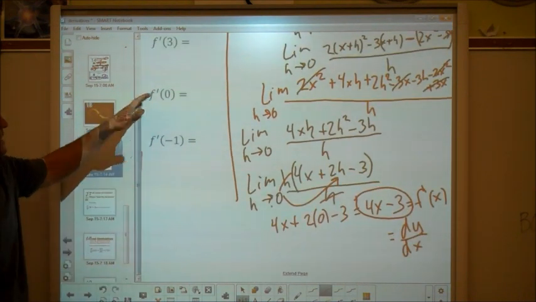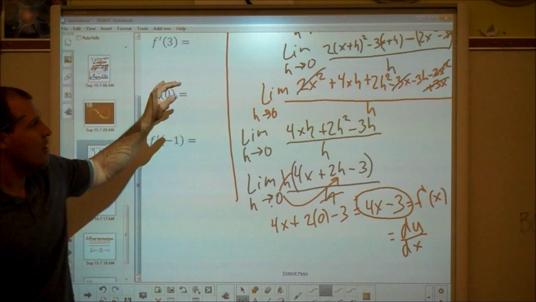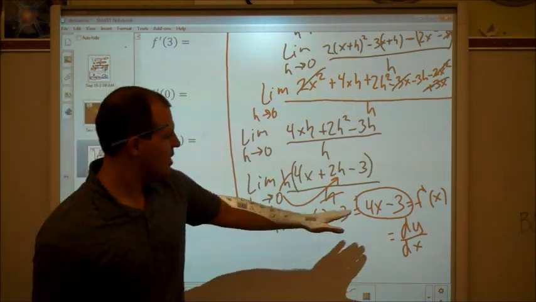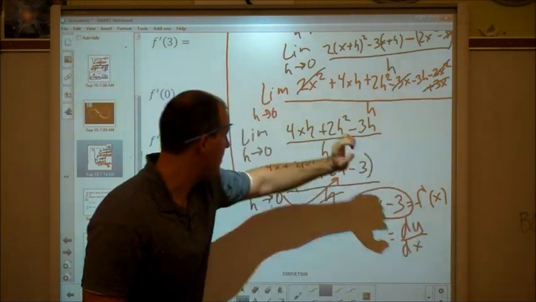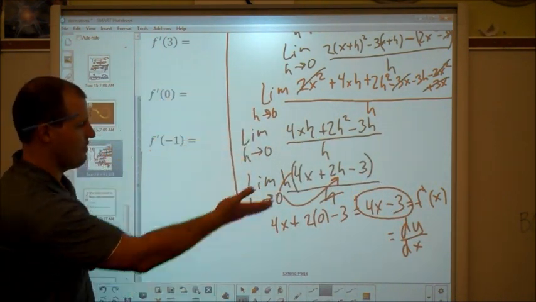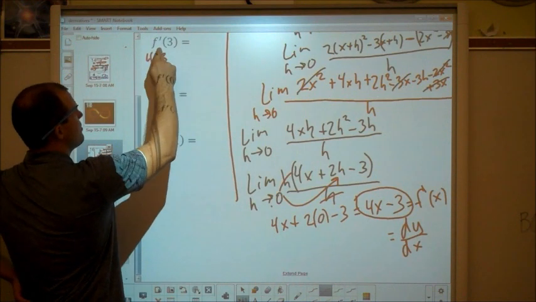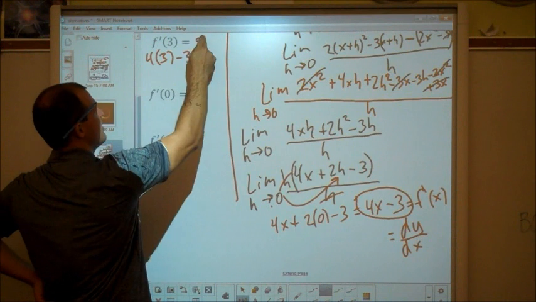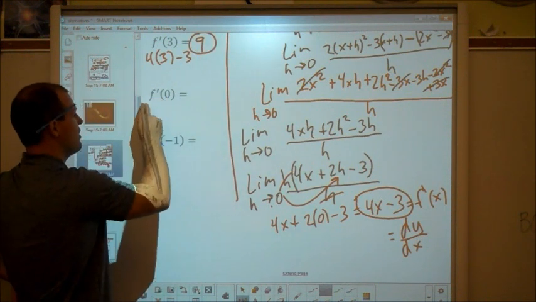Okay, now let's answer these questions. We're asked for f prime of 3. Rather than having to go through the whole process 3 different times to answer each of these questions, now we have a function called f prime. This is asking about f prime, so we're just going to plug in these x values. It looks like this. 4 times 3 minus 3. Alright, that's 12. 12 minus 3 is 9. Boom, that one's done.